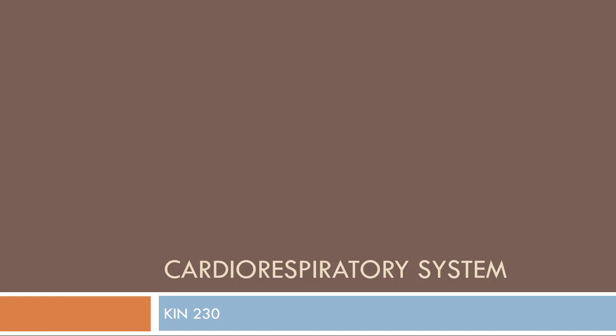So this next unit, we're looking at the cardiorespiratory system. And we have this broken down into two units. We have the cardiovascular system, and then we have the respiratory system. They do go hand in hand, but we study them differently or separately just to kind of organize our aspect.